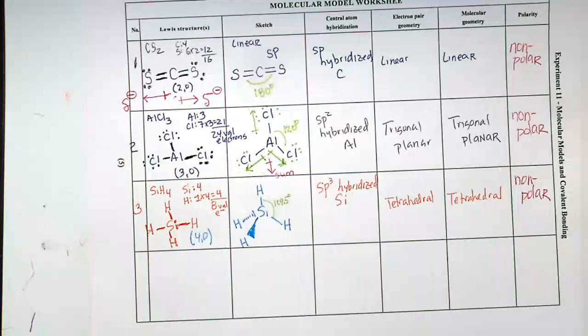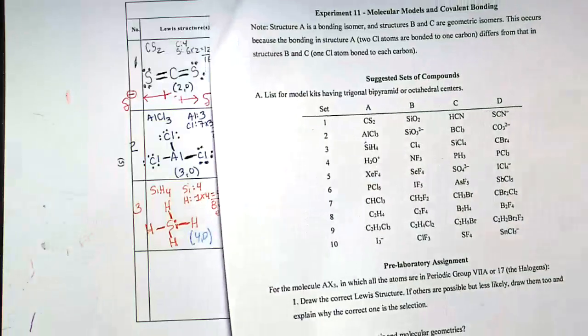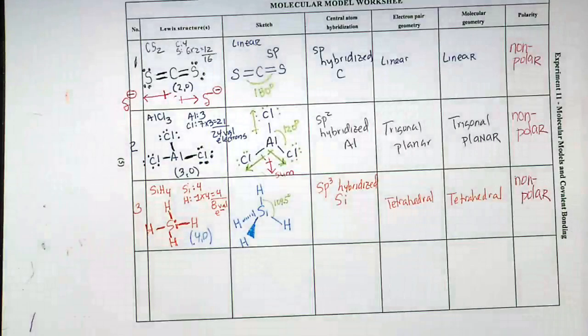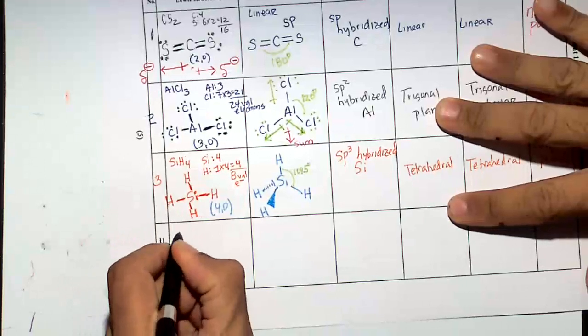Okay, so onward we move to our next one here. What is our next one? Okay, all right. H3O plus. H3O plus. Okay, very interesting. Not H2O, but H3O plus. What is this all about? This is number 4.